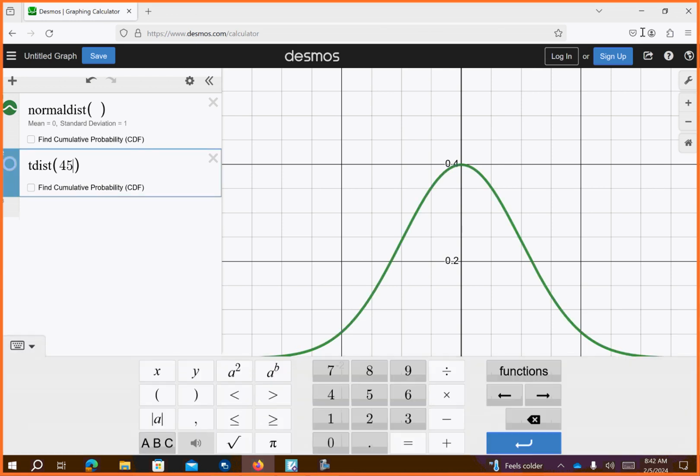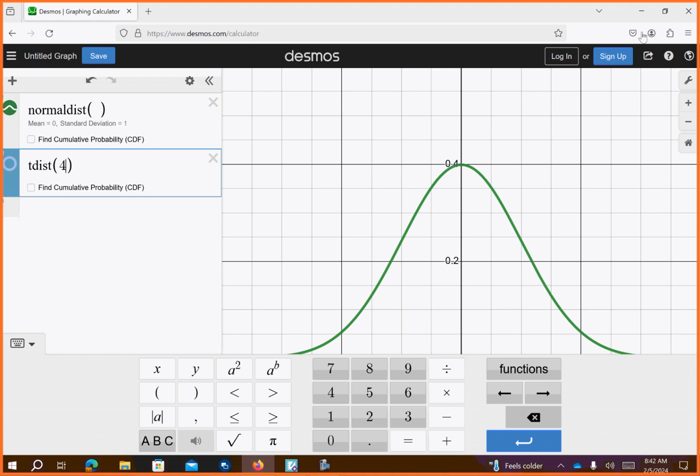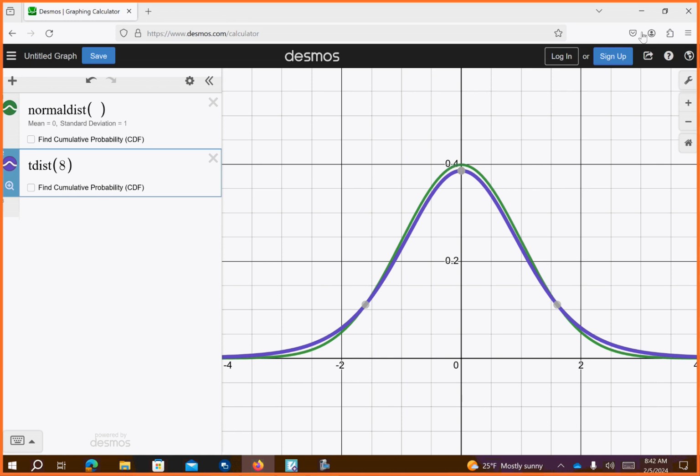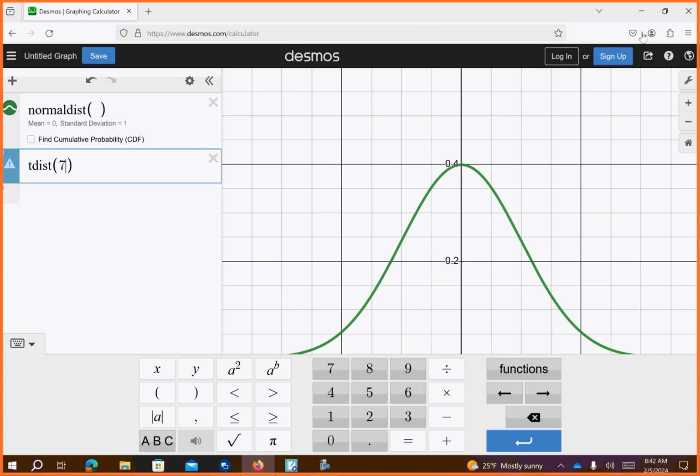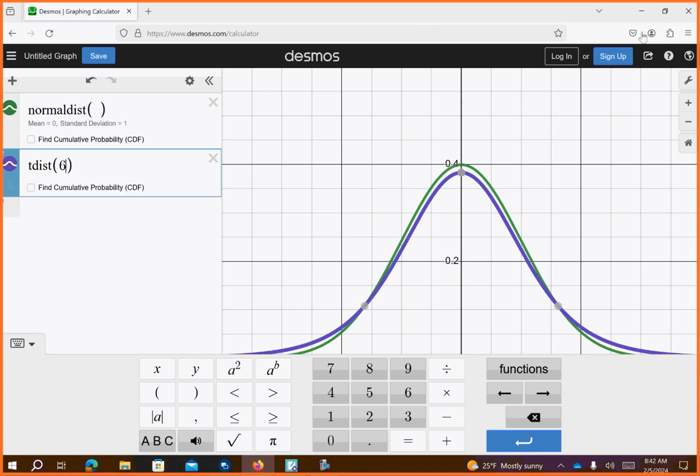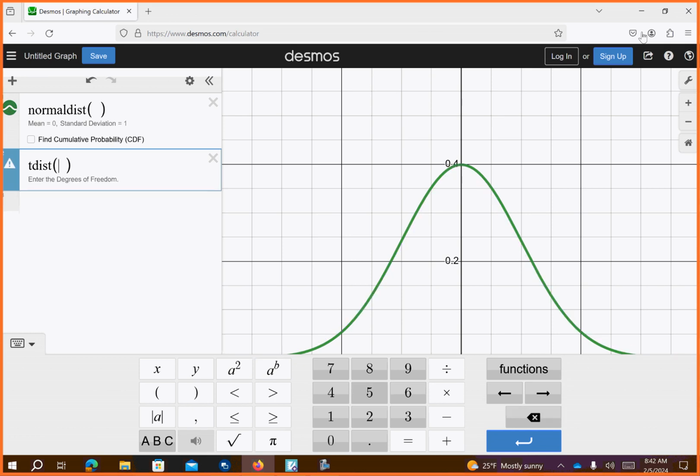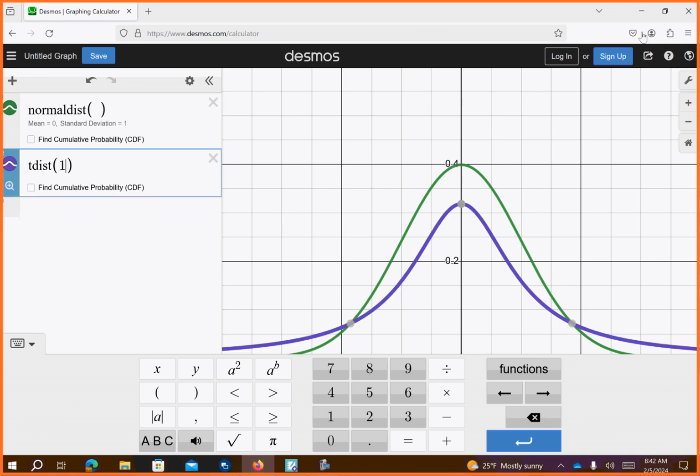But where this gets really goofy is, let's say we have degrees of freedom of 8. See how it's kind of shifted a little bit? And as I change my degrees of freedom to be smaller and smaller, see how it's kind of tailing down? Degrees of freedom of 3, 2, 1. You see where the error is starting to take place?